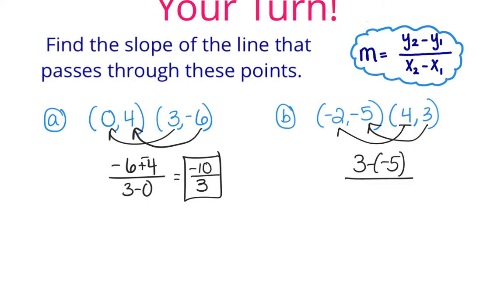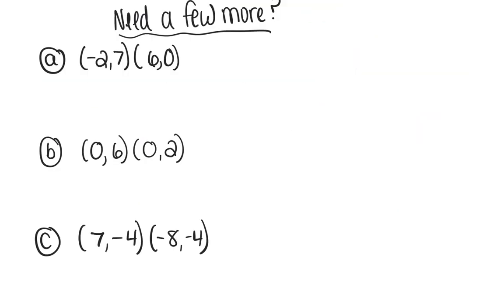Now let's find the change in x's. We're going to go 4 minus -2. And when I work this out, I'm going to turn that into adding the opposite. 3 plus 5 is 8, and 4 plus 2 is 6. And of course, we can simplify this by dividing 2 out of each of these, and we end up with a simplified ratio of 4/3. And so the slope of our second line is 4/3. How'd you do? Ready for a couple more?